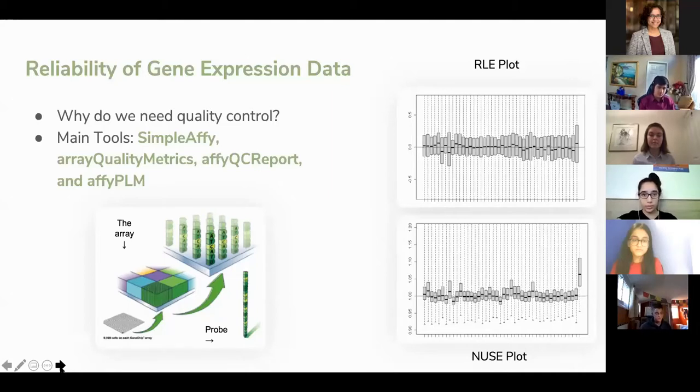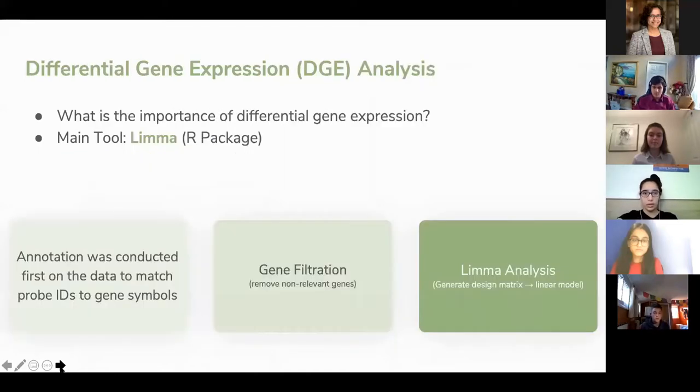So there are many quality control packages as listed under the main tools section, and it's a good idea to use multiple packages in order to get a high level of quality control, because some plots may miss certain outliers. Personally, I like the arrayQualityMetrics report package the best, as it provides several helpful plots within just one function. Now that we've cleaned up the data, we are ready to start DGE analysis.